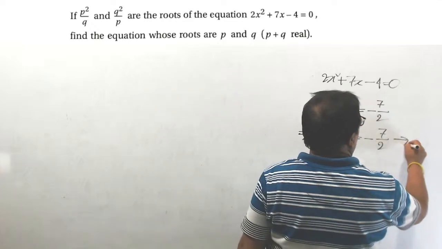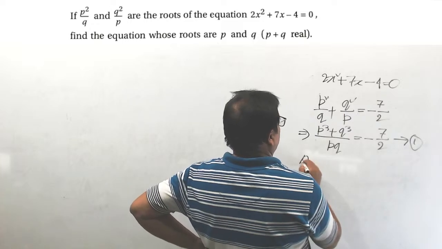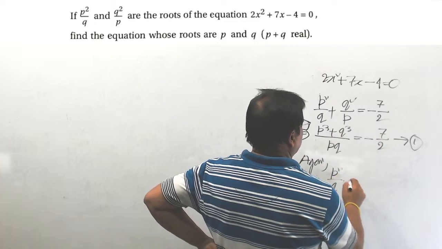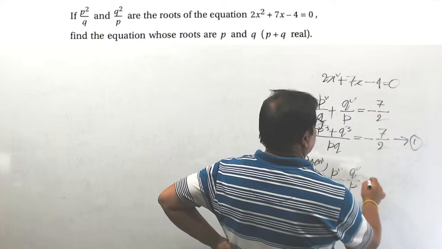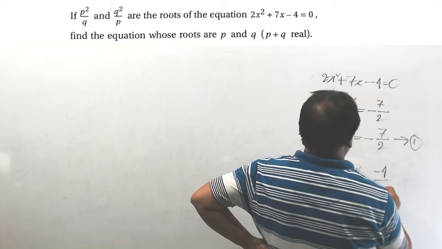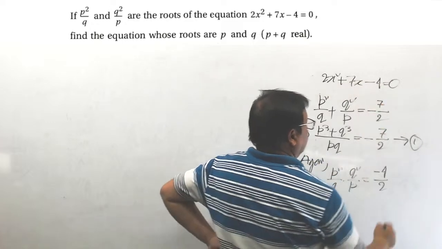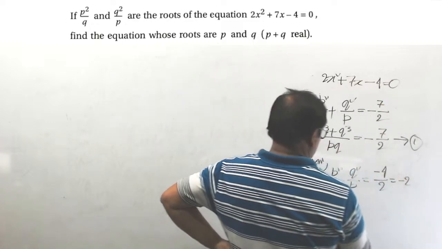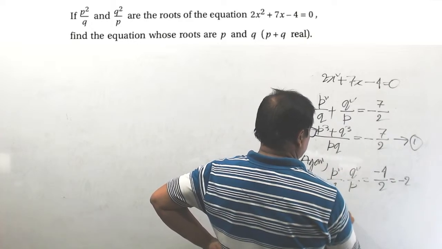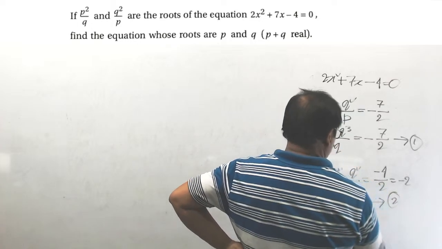Okay, give it number 1. Product of the roots, again, p square by q into q square by p is equal to what? It is C by a, that is minus 4 by 2, that means minus 2. This implies p cancels, there is pq equal to minus 2. Give it number 2. Understood?